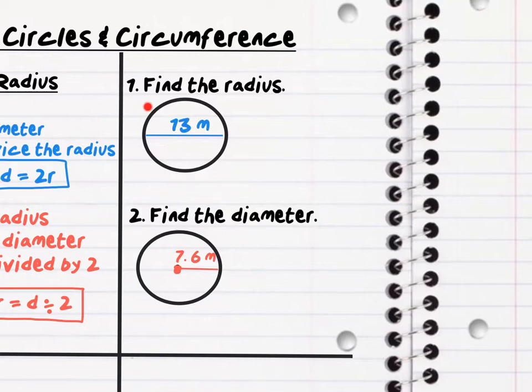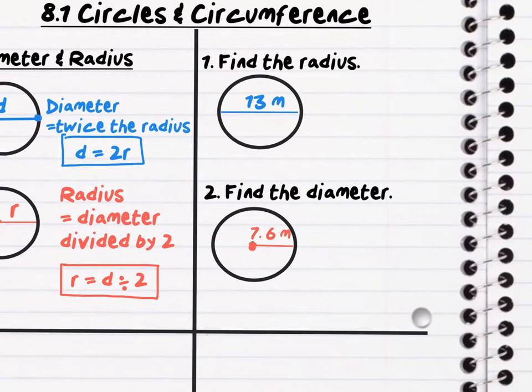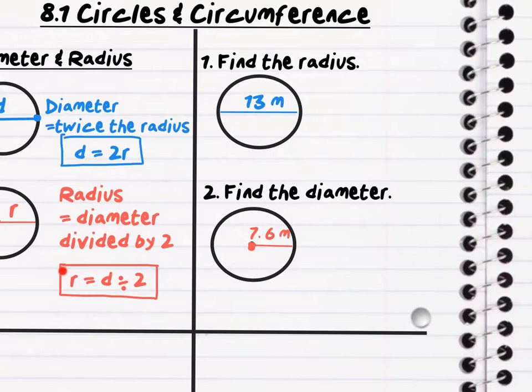Okay, so for problem number 1, it says find the radius, and here we're given the diameter, the distance all the way across the circle going through the center. The diameter is 13 meters. So to find the radius, we look over to this side here. The radius, we would use this formula, R equals D divided by 2.